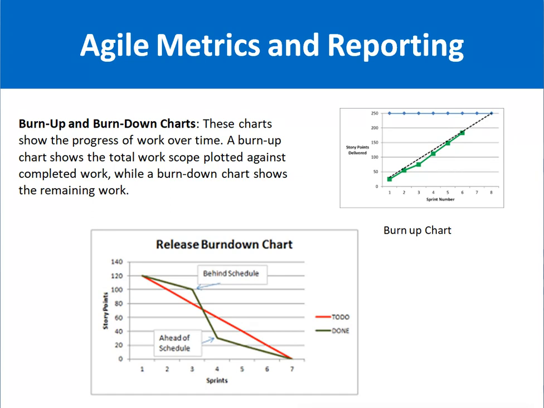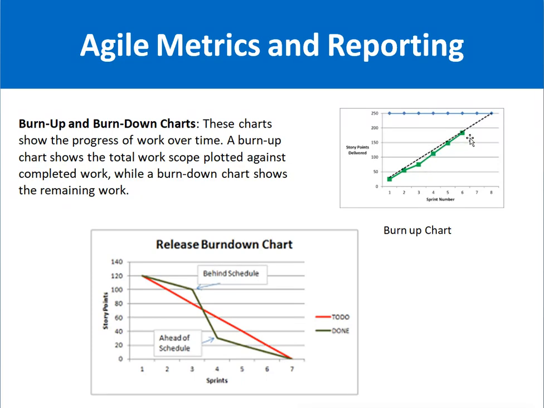Next is the burn up chart and the burn down chart. This is an example of a burn up chart. A burn up chart shows the total work scope plotted against the completed work. Just see here, this is the number of sprints, 1 2 3 4 5, and this is the story points delivered. This is the ideal line, the work which needs to be completed, and this green line represents the scope of work which is already completed.